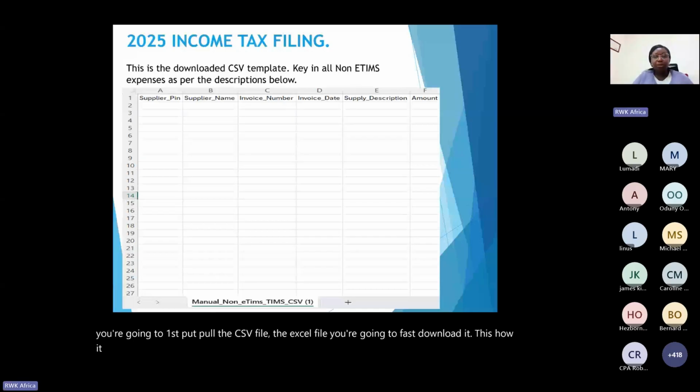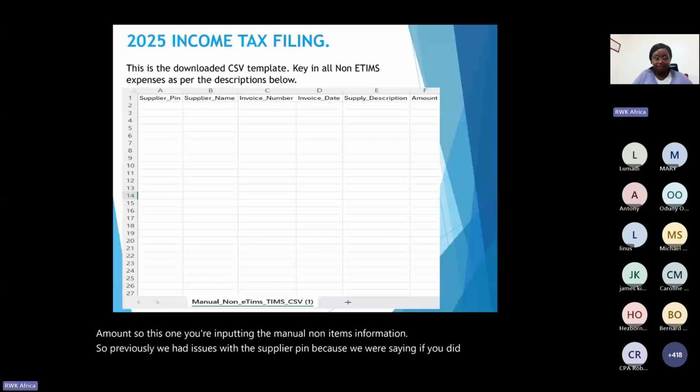Previously we had issues with the supplier PIN because if you did not have the items, why are you being requested for the supplier PIN? These are receipts, like fuel, repairs, rent, those receipts, and there's no PIN. So KRA has deactivated this section. You can either input or not put, and it will go through. Previously, it was not going through without you putting the supplier PIN. But the catch is that you're going to put one by one.